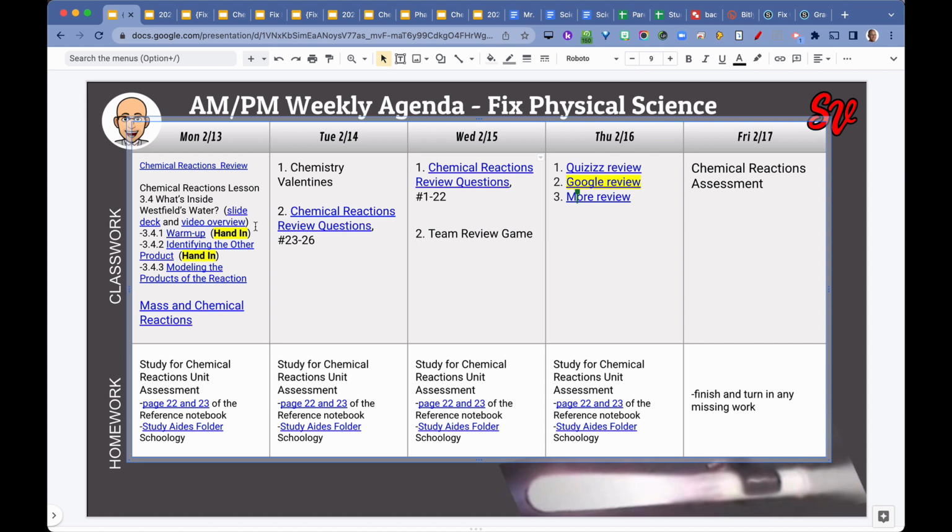We finished up the unit by doing chemical reactions lesson 3.4, what's inside Westfield's water. And so we used a modeling tool to demonstrate what was produced in that chemical reaction between the iron in the pipes and the fertilizer in the water. Basically, it was making iron oxide and sodium nitrite. So we used a modeling tool to draw all of the atoms in the reactants, how they rearrange to form all the atoms in the product.